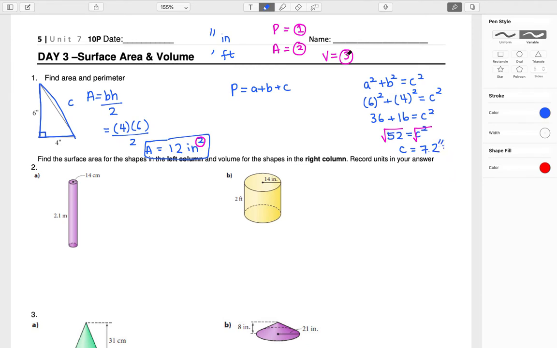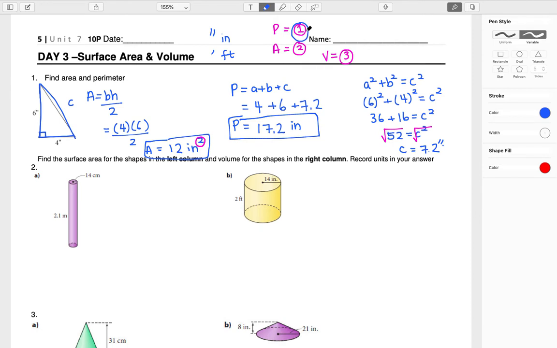Okay. Now that we have found the length of C, which is the hypotenuse, we can finally plug it into our perimeter formula. So 4 inch plus 6 inch plus 7.2 inch. When you add them all together, it will give you 17.2 inch in perimeter. And keep in mind, the unit is inch because the degree is 1.